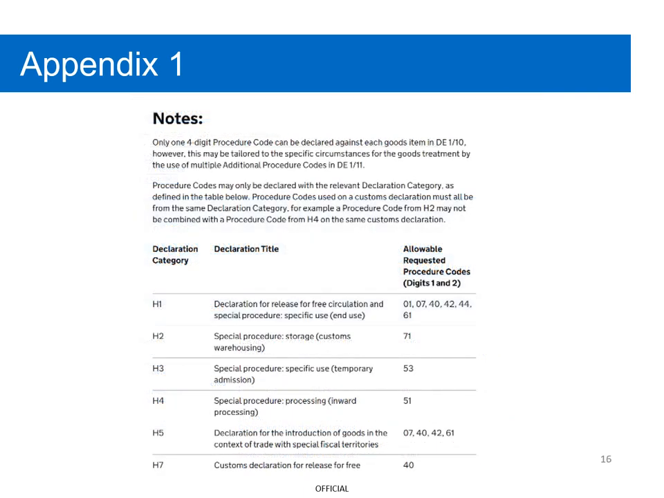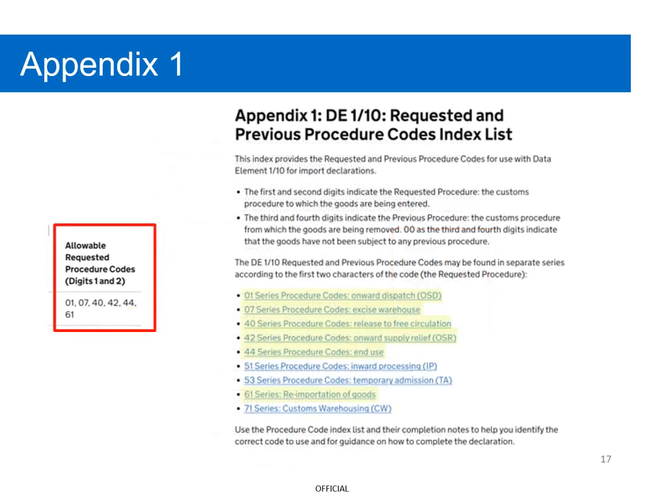In the first video of the series, Hallie identified her declaration category to be H1. By scrolling down, Hallie can identify the possible first 2 digits of a 4-digit procedure code based on that declaration category. Hallie now needs to scroll down to find the appropriate first 2 digits of the procedure code, which shows how Hallie's goods will be processed once they've arrived in Great Britain.